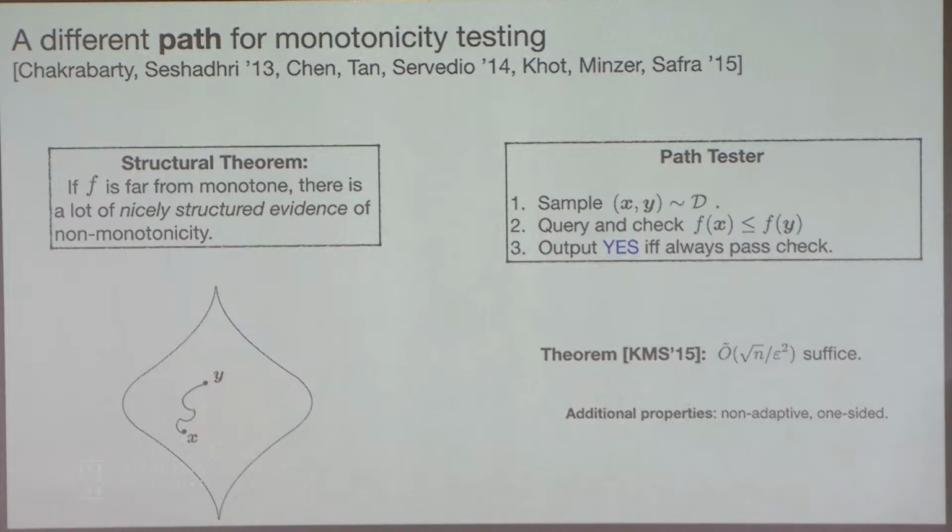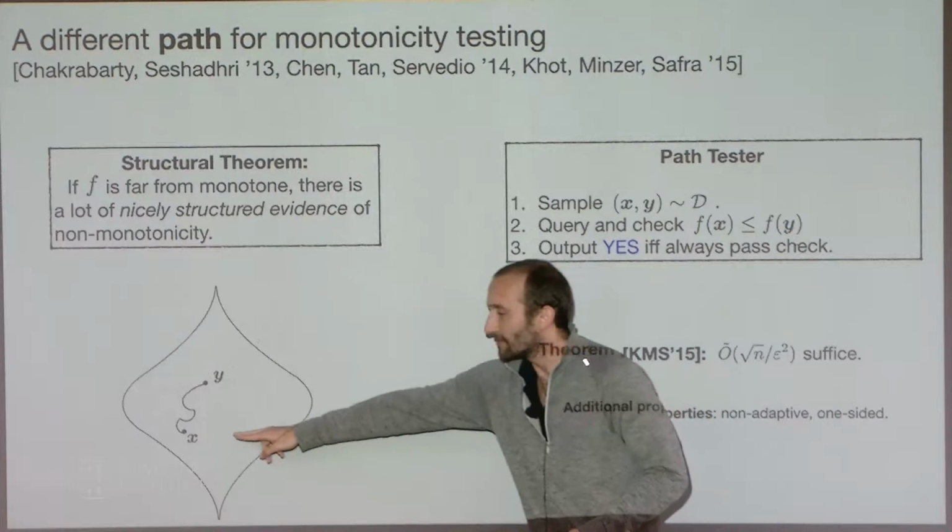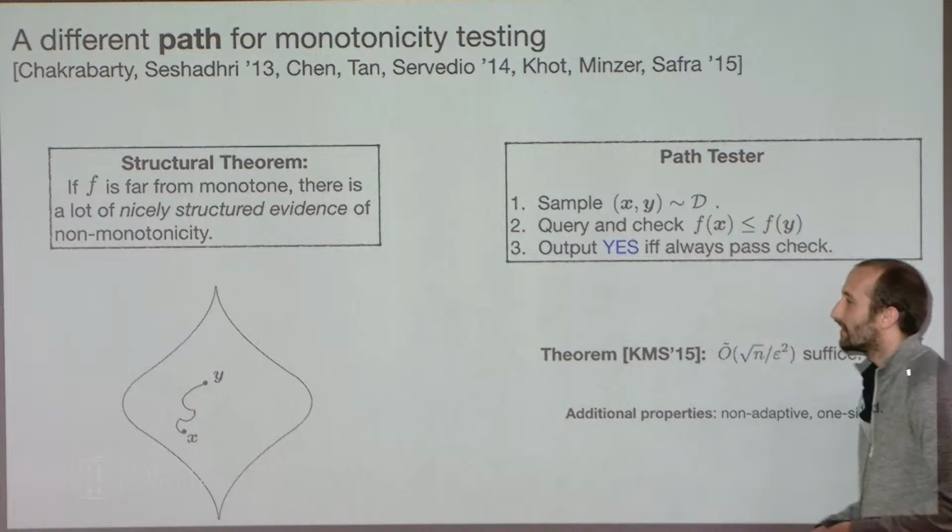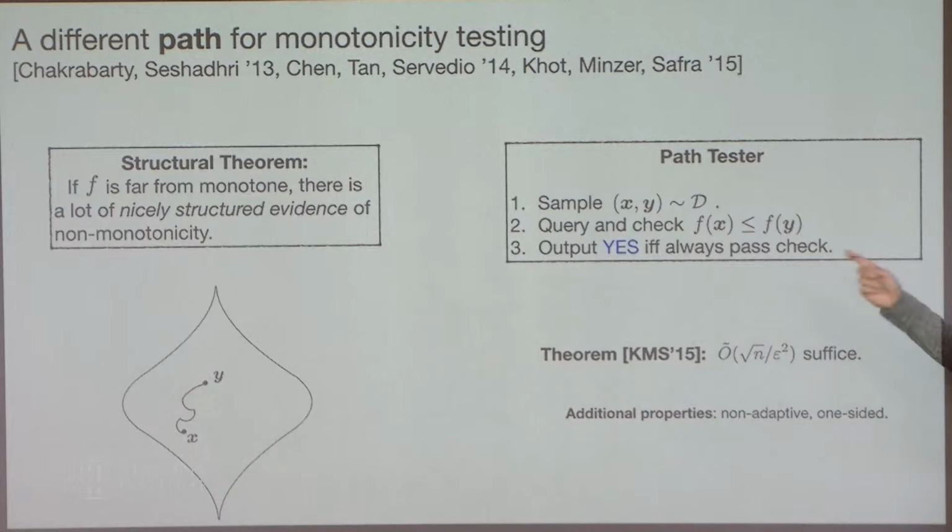If the function is monotone, you expect the function value at x to always be less than or equal to the function value of y, and that's their test. They just repeat this test. It turns out, after a sequence of works, that if you only do root n over epsilon squared many such iterations, this suffices. If your function was epsilon far from monotone, after these many steps, you're very likely to find such a violation. This test is also naturally non-adaptive, and it also has one-sided error. So if your function is monotone, you always say that the function is monotone.